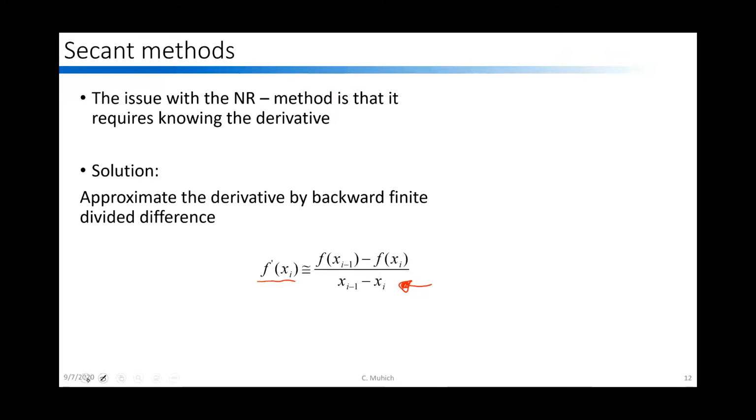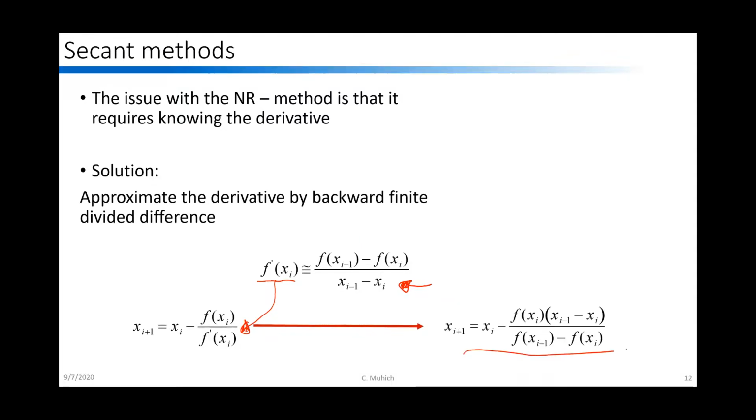So we can take that equation that we had previously for the Newton-Raphson method, where our next guess is equal to the current guess minus the function value at xi over that derivative, and plug in this equation for our estimate of the derivative. So when we do that, we end up with this equation. All I've done is take this top equation, plug it into the bottom for the derivative, and do some rearranging.